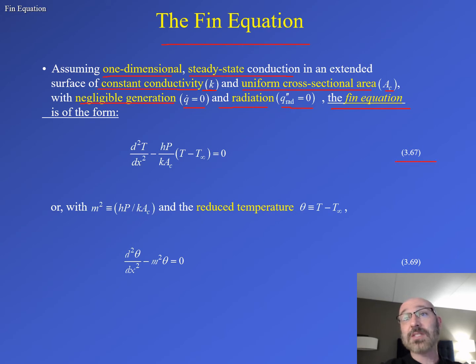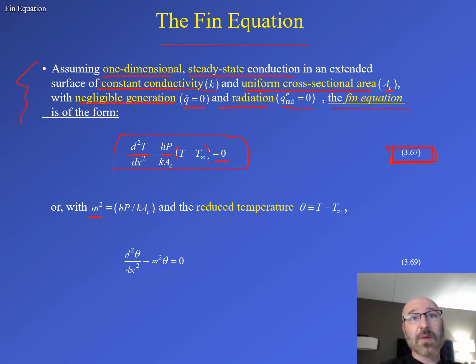from equation 3.67 in our textbook right here. We have d squared T over dx squared, the second derivative with respect to our position x of our temperature, minus hP divided by our thermal conductivity k times that uniform cross-sectional area A_c, all times the difference in our temperature, T minus T infinity, and this is equal to 0. So this again goes back to equation 3.67 in our textbook and is only valid with these assumptions that we mentioned above here. Or we can replace the bulk of this with the variable m squared.